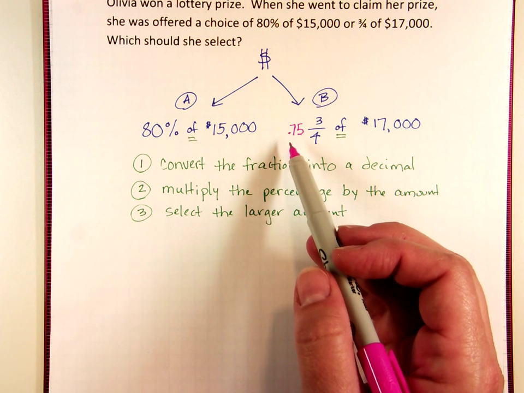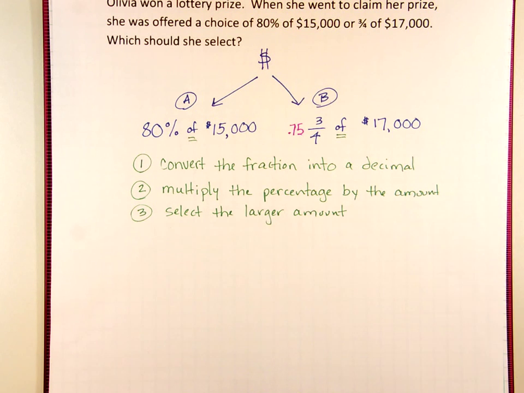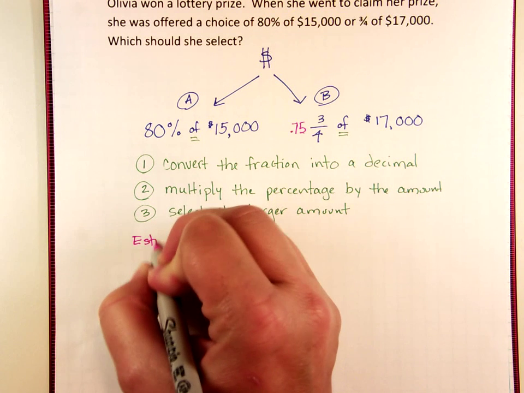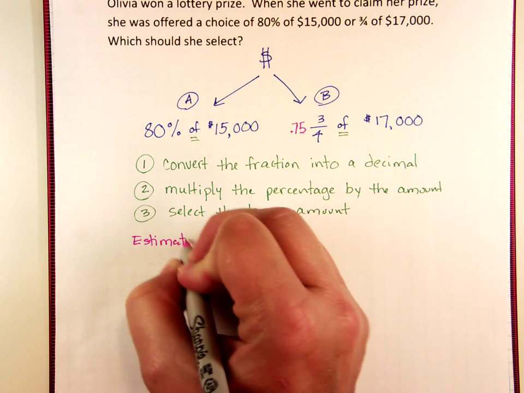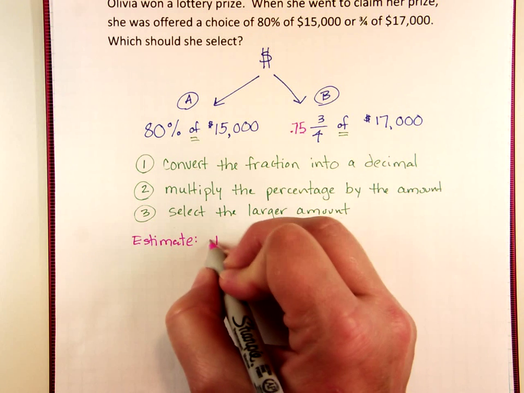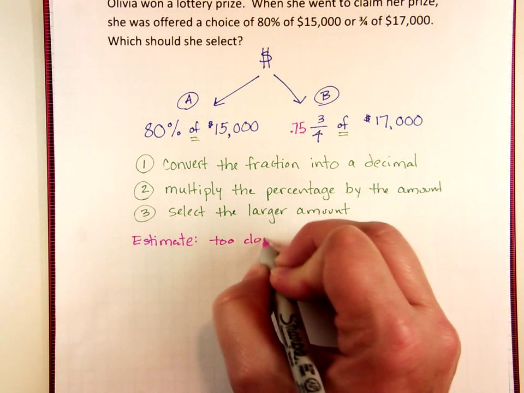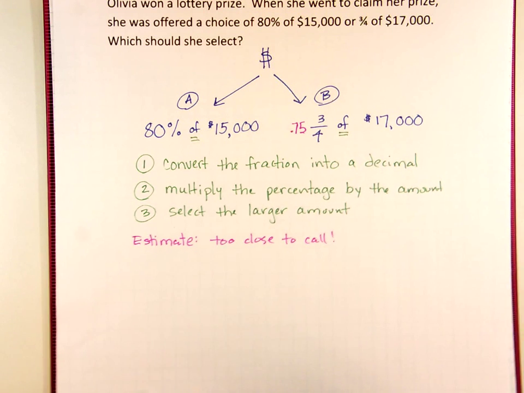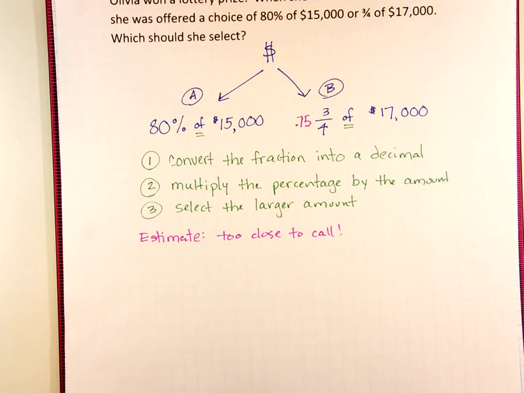You know what? I think this is too close to call. It's going to be very, very close. That's actually not a cop-out when you're making an estimate, because if I do my calculations and they aren't close at all, then I did something wrong. So my estimate is going to be too close to call. So let's work it out. Step number 3, solve the problem.